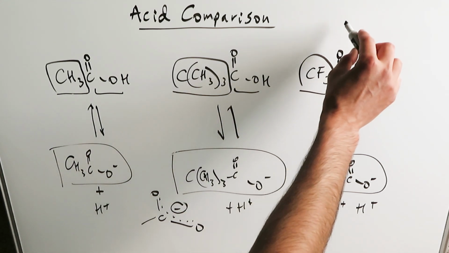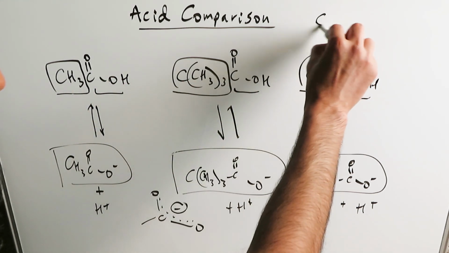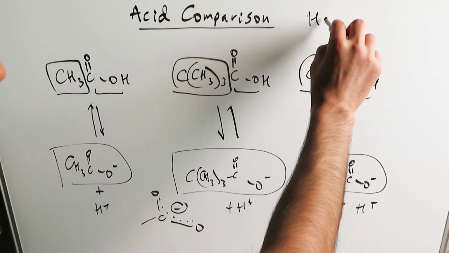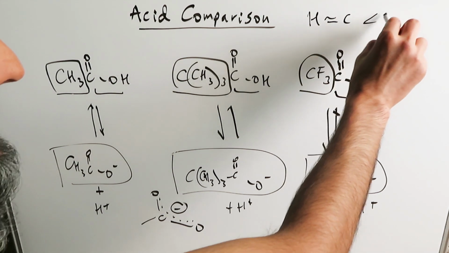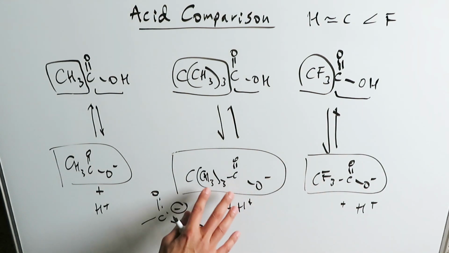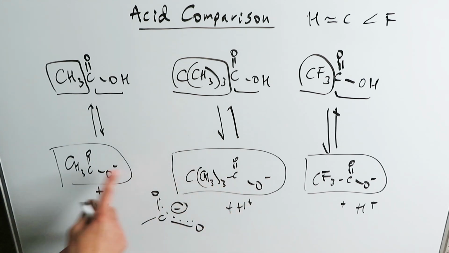You know, in terms of electronegativity, if you're looking at hydrogen and carbon and fluorine, you can say hydrogen and carbon are relatively equal, but they're definitely much less than fluorine. This has a fluorine, this has methyl groups, this has hydrogen groups. Methyl groups are electron donating more so than hydrogen.